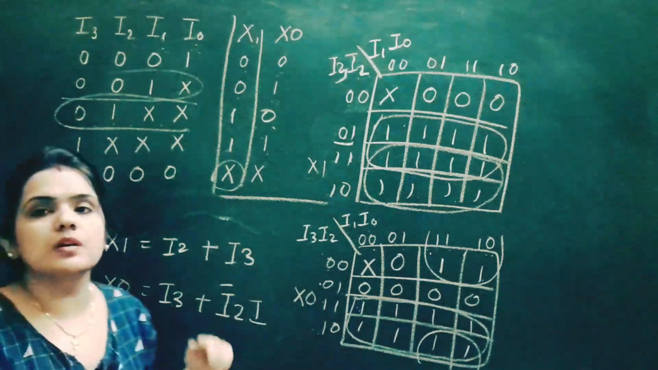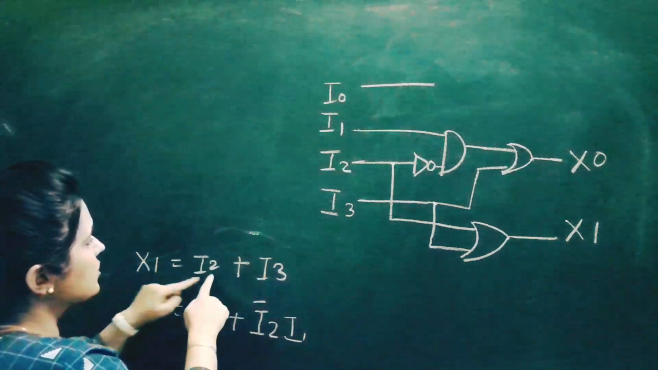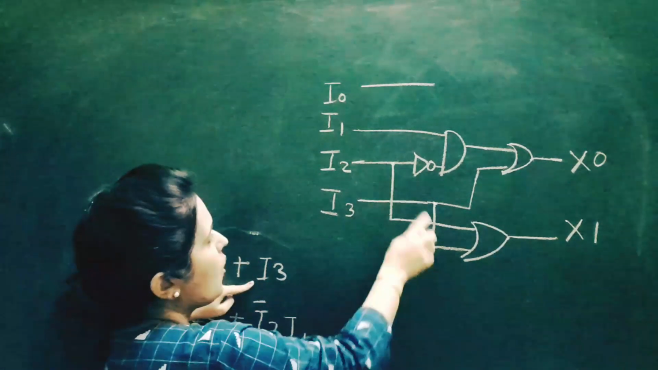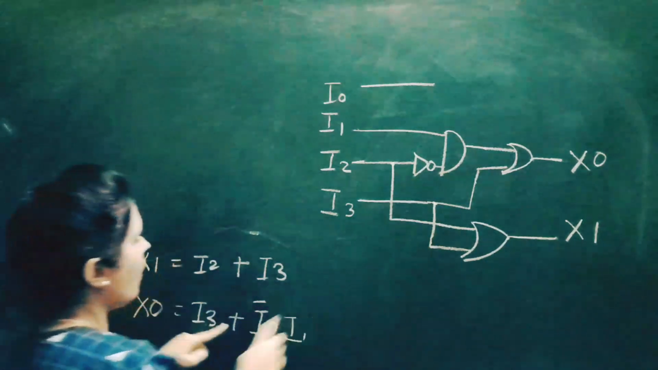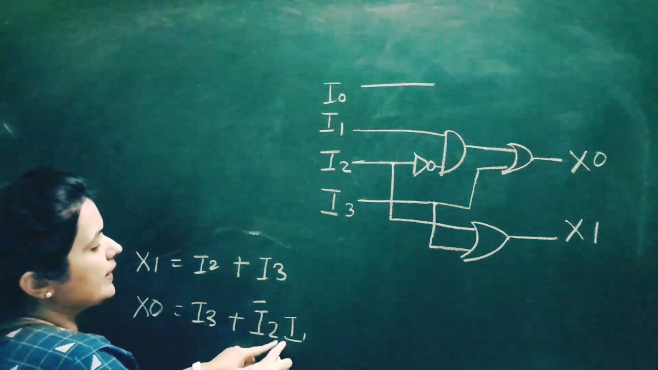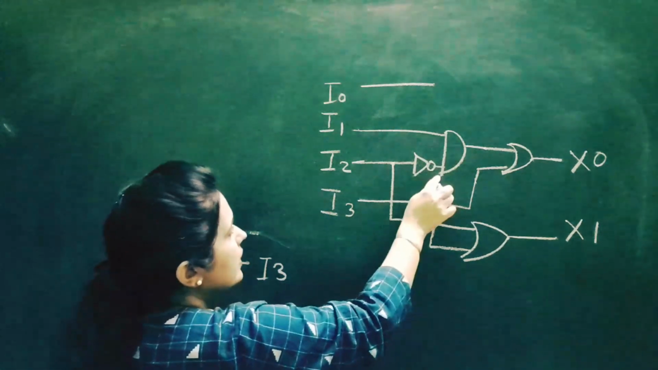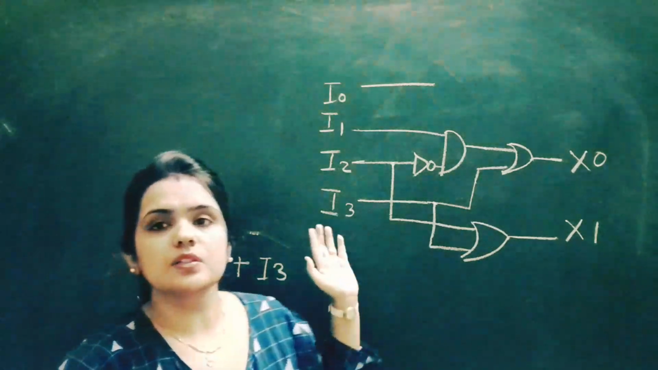Now we should draw the circuit diagram. This is the desired circuit diagram. X1 is equal to I2 OR I3. X0 is equal to I3 OR I2 complement AND I1. So I2 complement is ANDed with I1, and both of these are connected with the help of an OR gate. So this is the final circuit diagram.